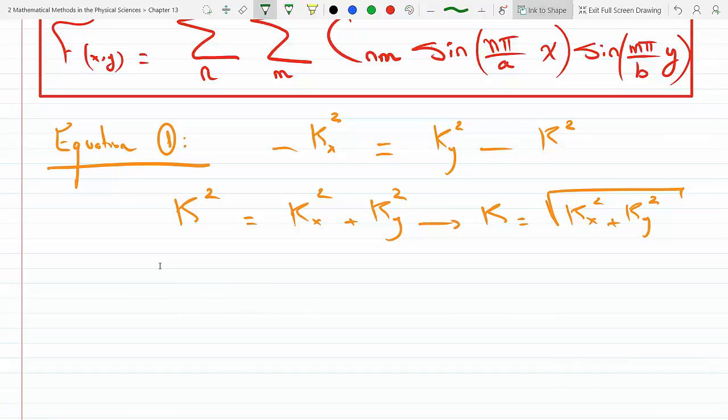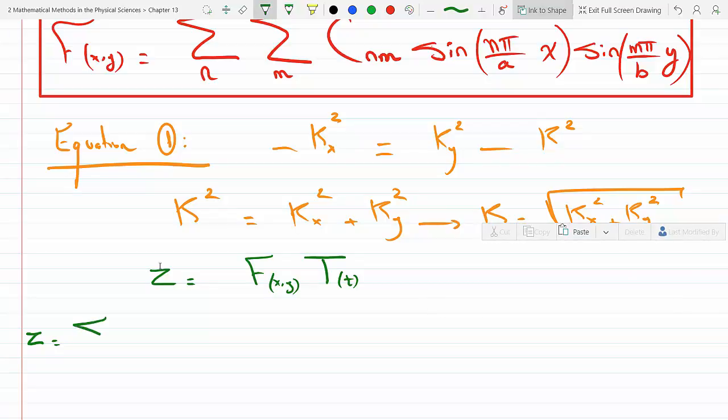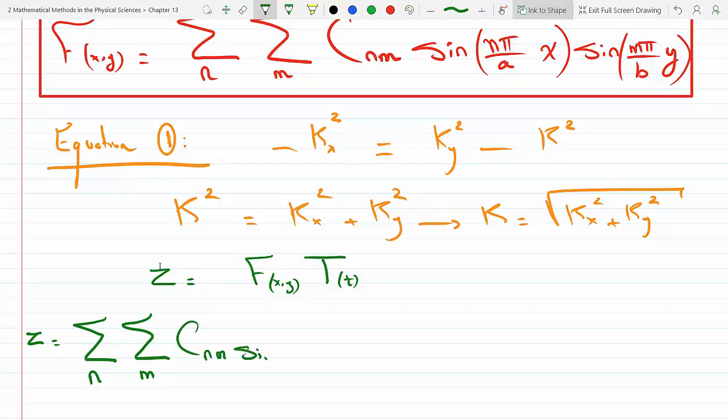The whole thing. So remember, z is equal to f times t. F as a function of x and y, and capital T as a function of small t, and I've already determined both. So let's write it out. Since these are functions of m and n, I have to include them under the summation. So this will be the solution for the wave equation, right? F first, so c nm sine n pi x over a, sine m pi y over b.